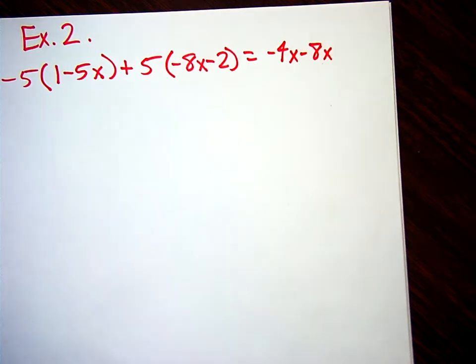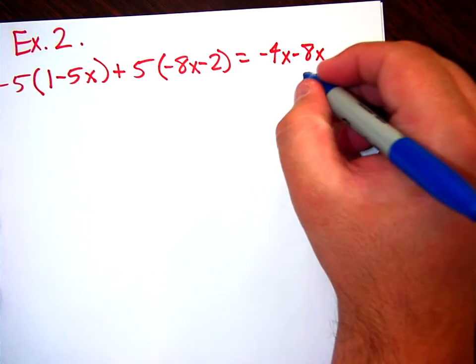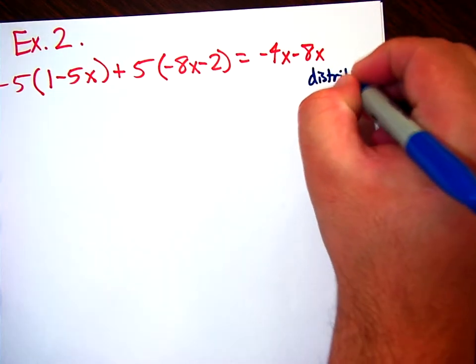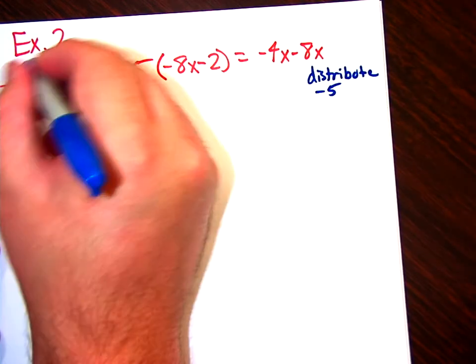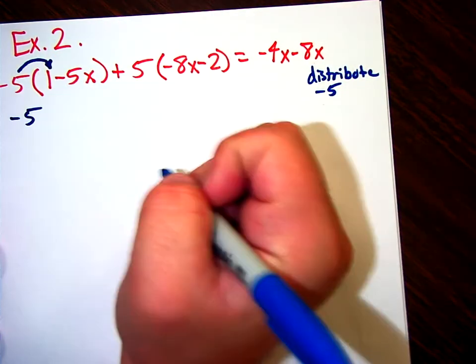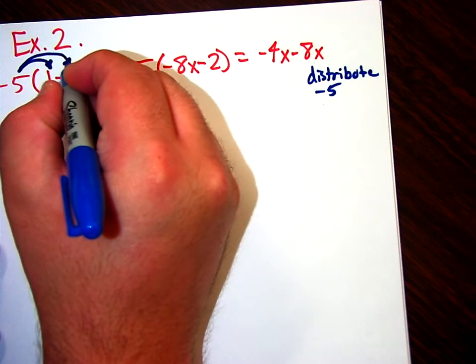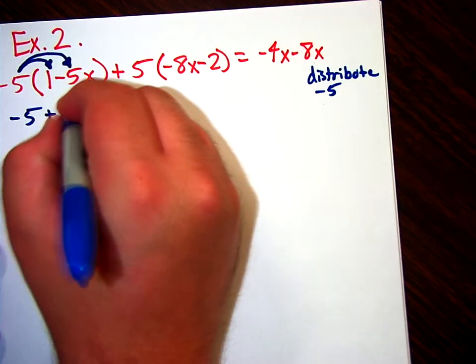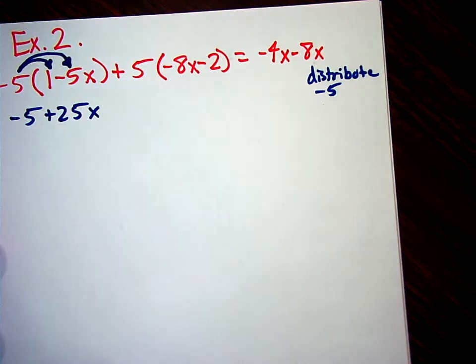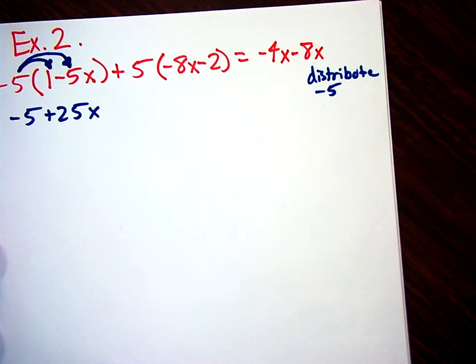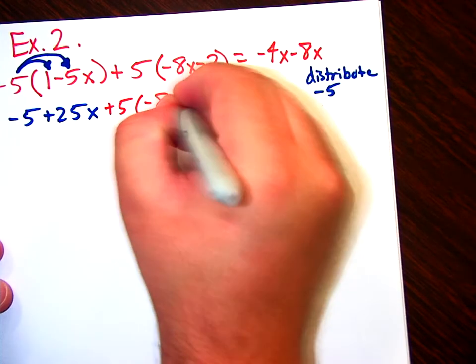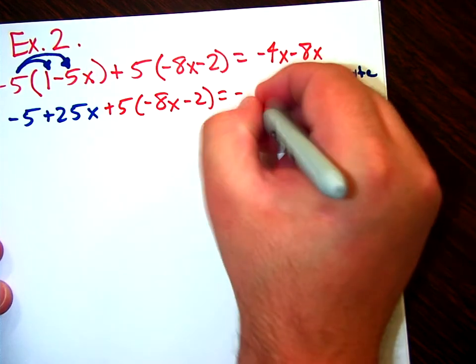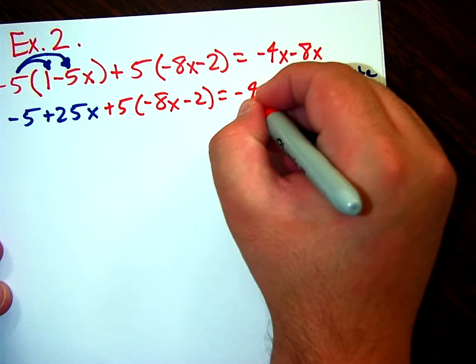I'm going to justify it. So this step, I'm going to distribute the negative 5. Okay, that's what I'm going to do over here. Negative 5 times 1, negative 5. Negative 5 times negative 5x, 25x. Okay. Now I'm going to carry down everything else I didn't touch. Plus 5, parentheses, 8x minus 2 equals negative 4x minus 8x. Minus 4. There we go.